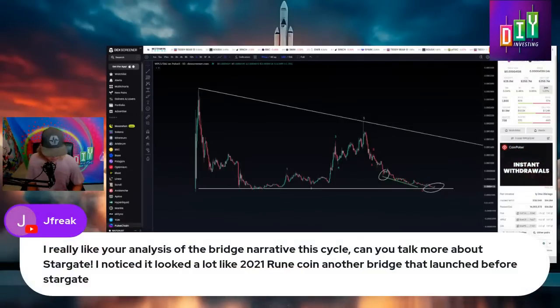I really like your analysis of the bridge narrative this cycle. Can you talk more about Stargate? I noticed it looked a lot like 2021 Runecoin, another bridge that launched before Stargate. Yeah, that's a good point.